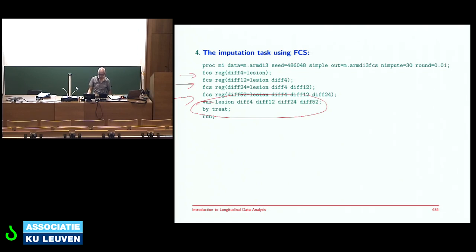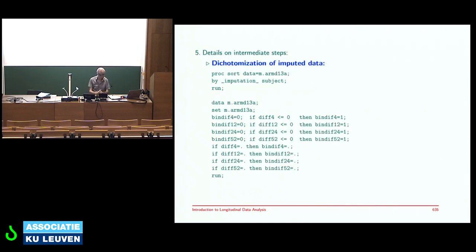In a way, this is very close to the monotone way of proceeding, should it really be monotone, but it is not entirely monotone. That means if, for example, 4 is observed, 12 is missing, and 24 is observed again, well, cycling, monotone would stop. In this case, you cycle through the sequence, 12 is predicted from 4 and lesion, 24 is observed, so nothing to be done, and then you switch to 52, and that is predicted from all of the previous ones.